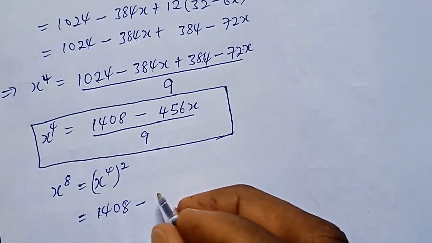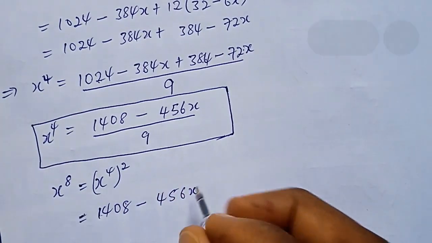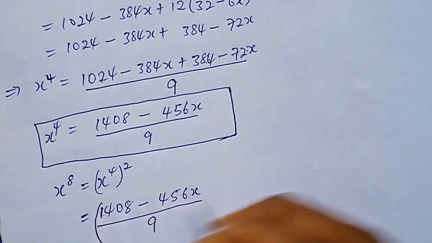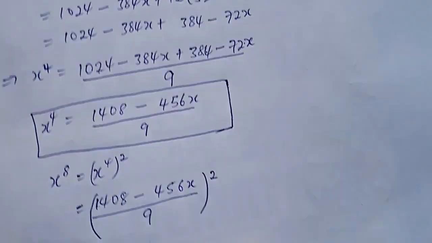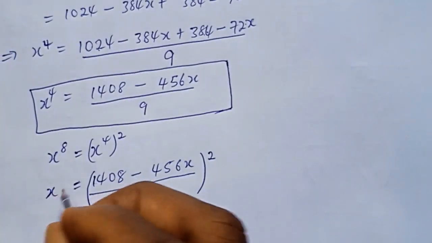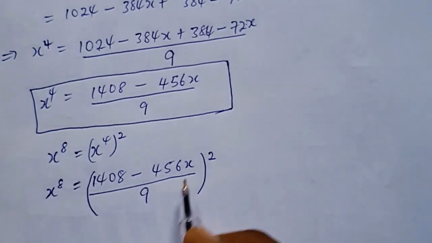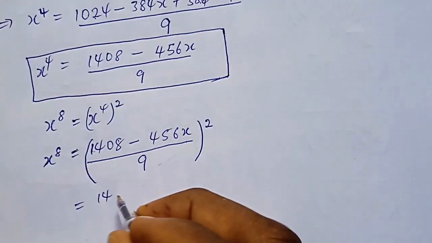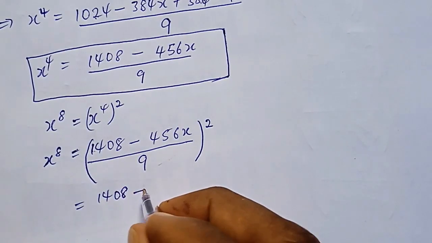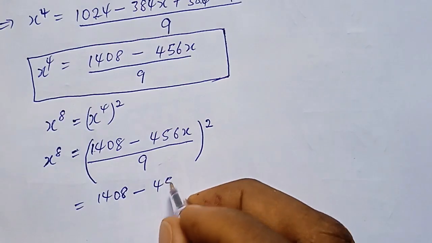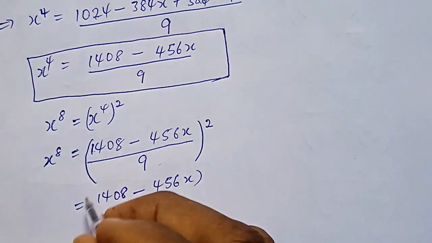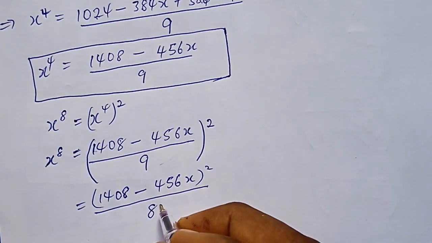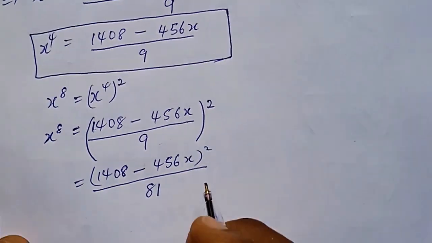1408 minus 456x over 9, all raised to power 2. This will now be our value for x raised to power 8. So we need to simplify it. So we have this one to be 1408 minus 456x squared for the numerator, and 9 squared will give us 81.